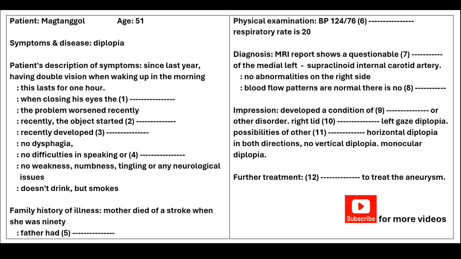There are possibilities of other extraocular abnormalities. You have horizontal diplopia in both directions, but there is no vertical diplopia. You have monocular diplopia. Is it curable, Doctor? Yes, of course. I would advise you to have a craniotomy and clipping done. This is a surgery performed to treat an aneurysm. However, you have to be very careful after the surgery because a rupture may cause you to lose your vision. I think I should go for this surgery at any cost, Doctor. You are right, Mr. Magtanggol.